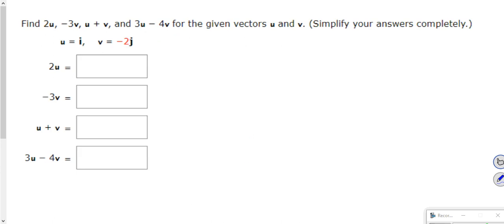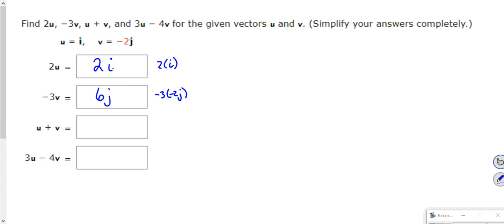Now it's in terms of i and j. Okay. So it says also to simplify your answers completely, which means if you're going to have like a 0, then you just drop it off. You don't even write it. Okay. So 2u would just be 2i. Since u equals i, we're just going to take i times 2. -3v would be +6j. Again, it's -3 times -2j, which is +6j.